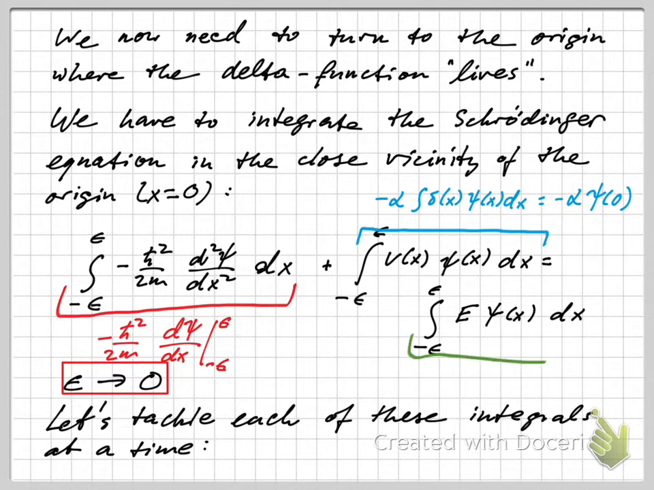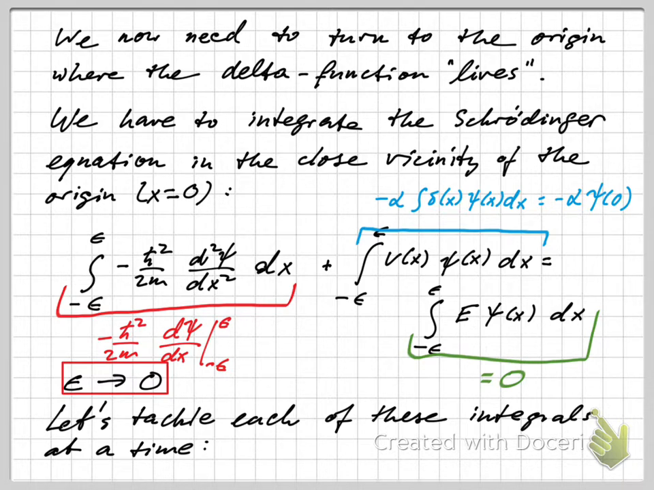Now what about the right-hand side? Here I want to say that the E could be pulled outside of the integral, and then we'd be integrating the wave function from minus epsilon to epsilon. But epsilon, remember, we're going to let approach 0, and so the width of that is 0, the height is finite. That area is going to shrink down to 0, and the integral will just return 0.